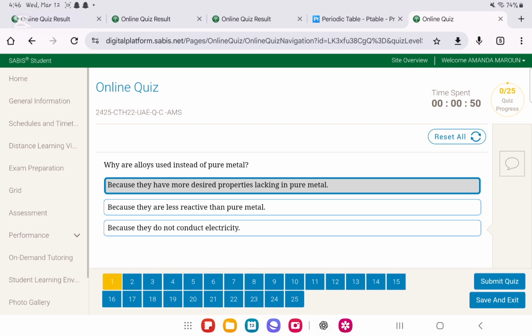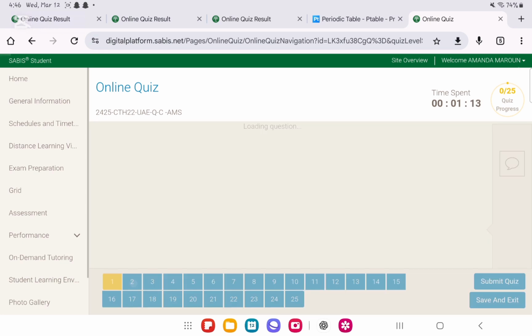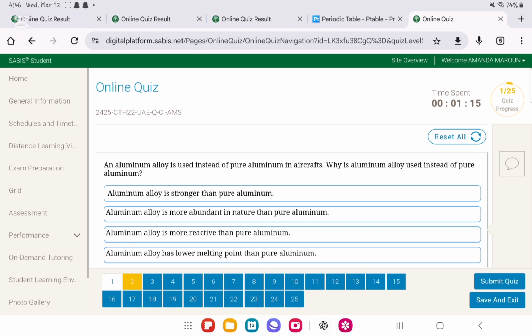For example, some metals may undergo rust easily, whereas, for example, gold will undergo rust very easily, but when you add copper to the gold, it will not undergo rust. That's why most of the jewelry, especially for the women that we wear, is not pure gold, but is like gold and copper. Okay? We move on to question number 2.